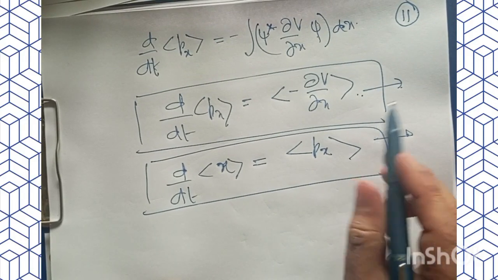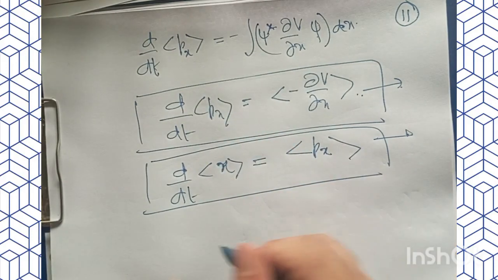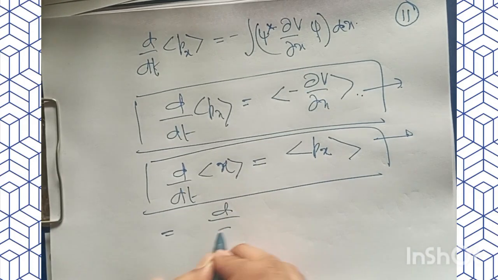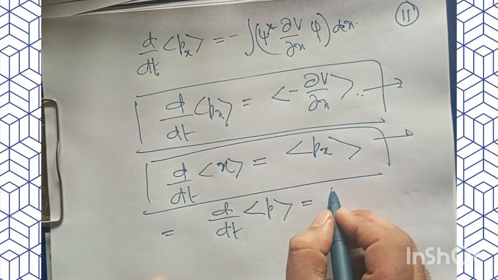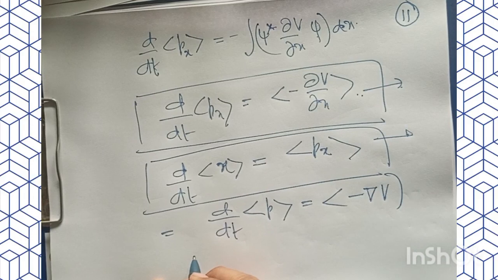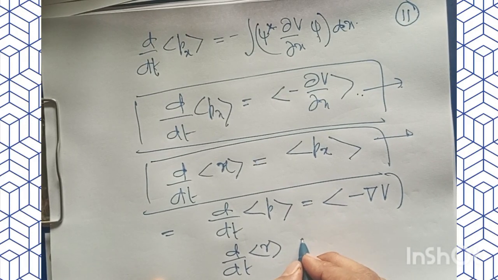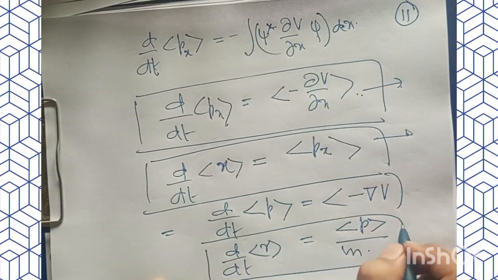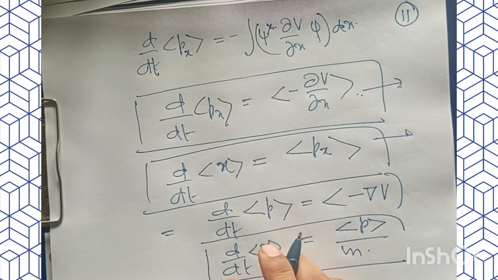If you carry the same analysis along y, you will get the same thing for y, and then the same thing for z. So we can generalize and say that d by dt of p is the expectation value of minus gradient of v. The next part is d by dt of r, which will be equal to the expectation value of momentum divided by mass. So this is how we are in a position to realize that classical mechanics is purely an approximation of the quantum mechanical description of the associated wave packets.